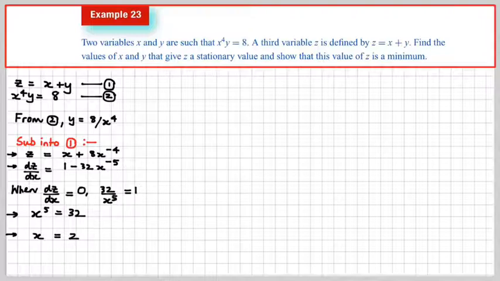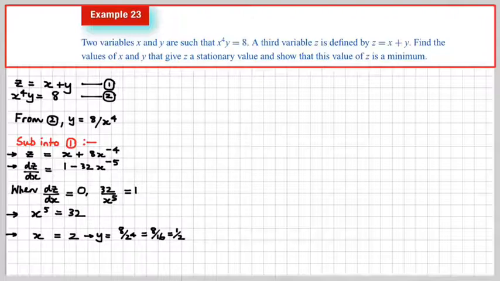Well, that's pretty good. It worked out nicely, didn't it? So we better reread the question. What are we supposed to be doing here? Find the values of x and y to give a stationary point. Well, we've got the x value is 2. We better work out the y value now. We know that this equation here will give us y when x is 2, because x and y are interrelated by that rule. Now, y is 8 over x to the 4, which looks like 8 over 16, which would be a half. Oh, jolly good. So now we've got our x and y values, which create a stationary point in z.